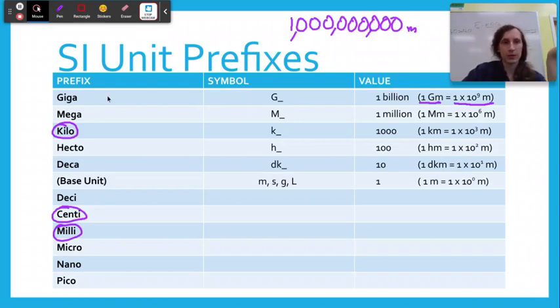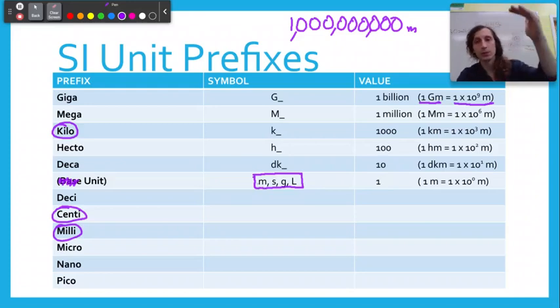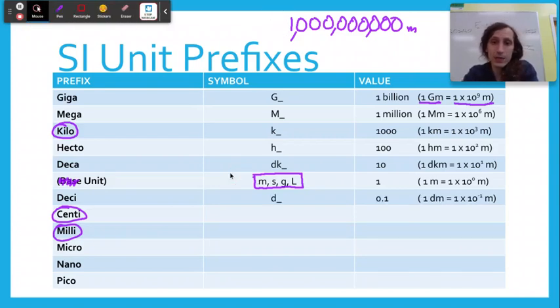And then we have our base units. Your base units can be any of those primary units, not just meters. Now from here on, as we go below base unit, we're going to be looking at units that are smaller than your original base unit. So a decimeter, little d m, is 0.1 of a regular meter. So this is 1 times 10 to the negative 1st meters.